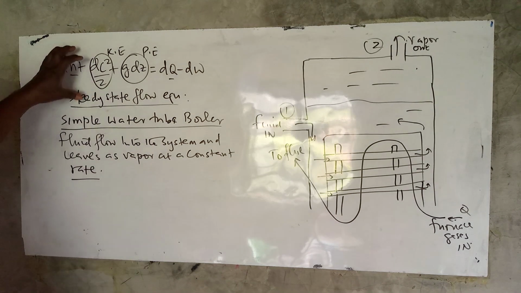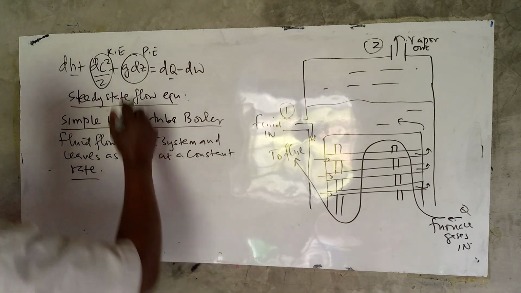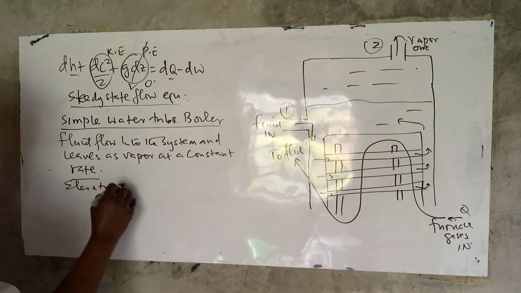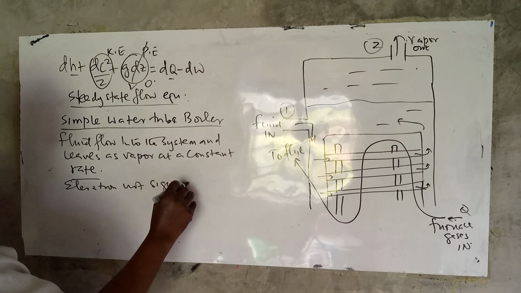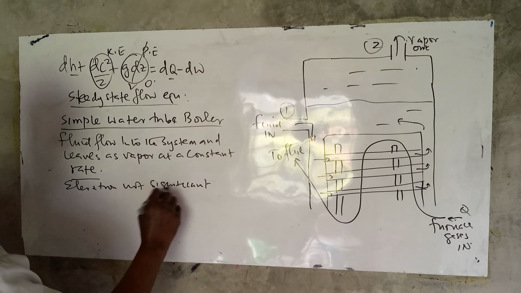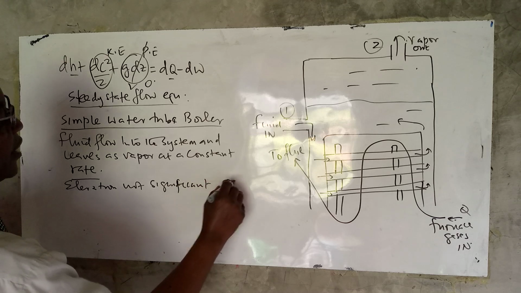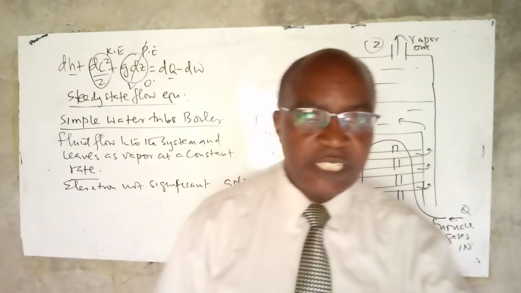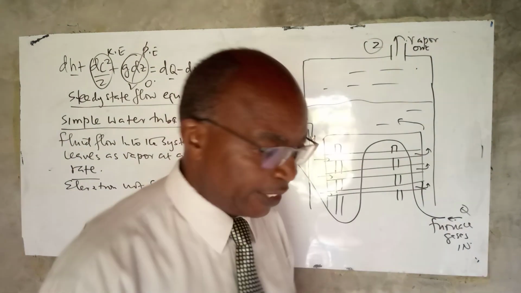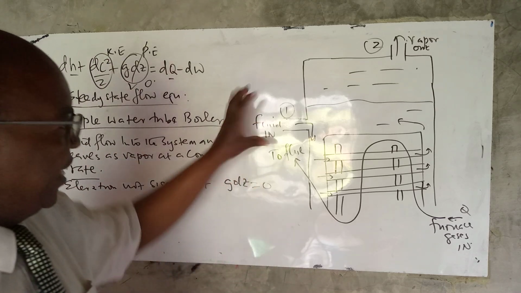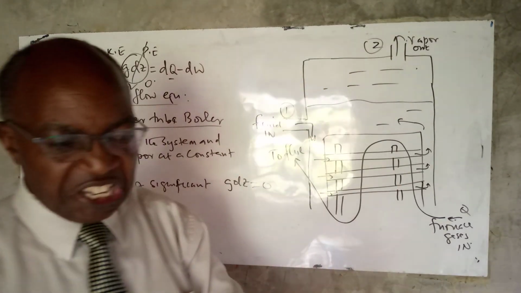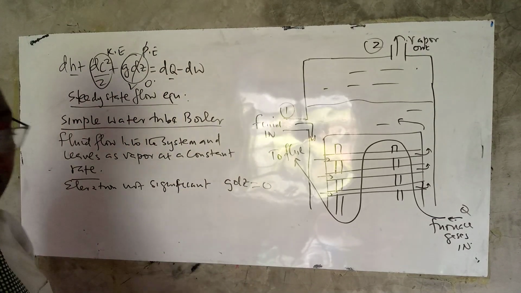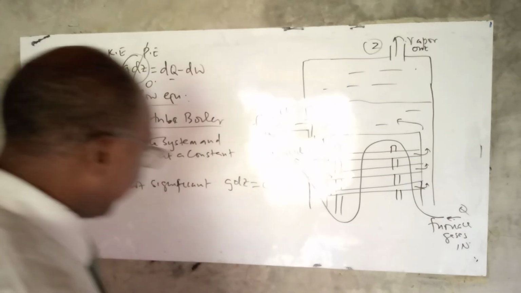Of course, in this expression for the steady state flow equation, the elevation is of no significance, so we can assume that is 0. Therefore G dZ can be assumed to be 0. And again, the velocity of the fluid flowing through this particular system is low. Therefore, the difference in kinetic energy at the entrance and at the exit is insignificant. So we can assume that the kinetic energy change is insignificant or 0.